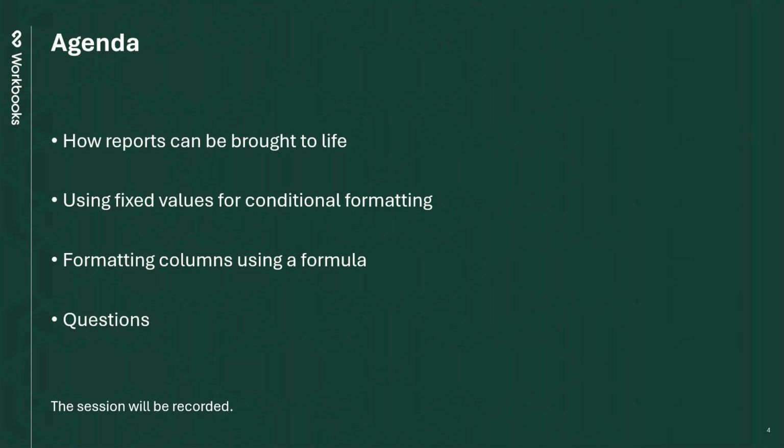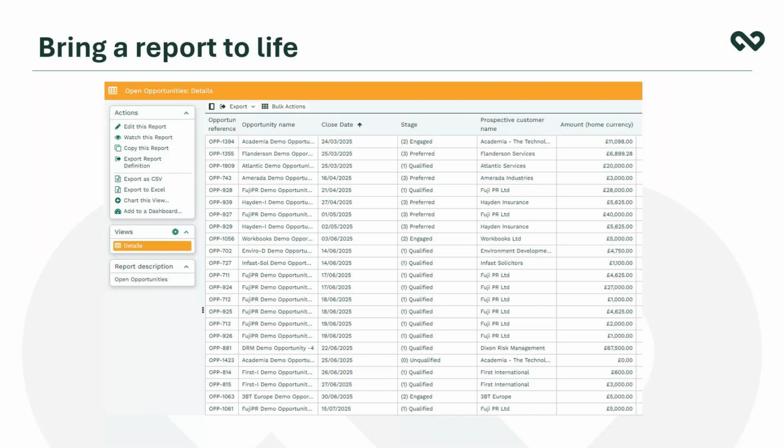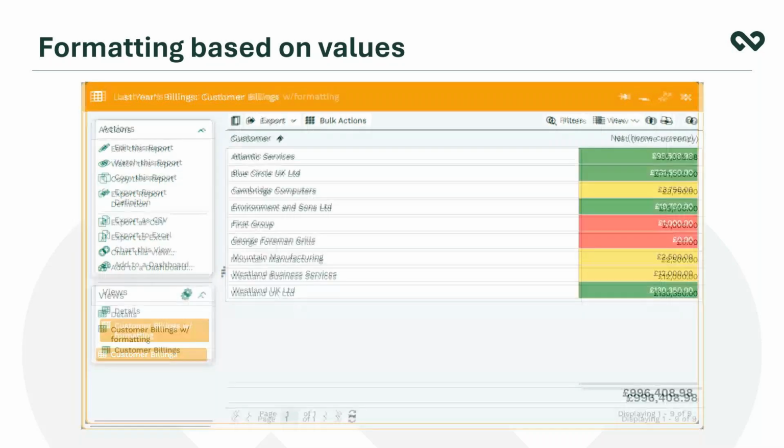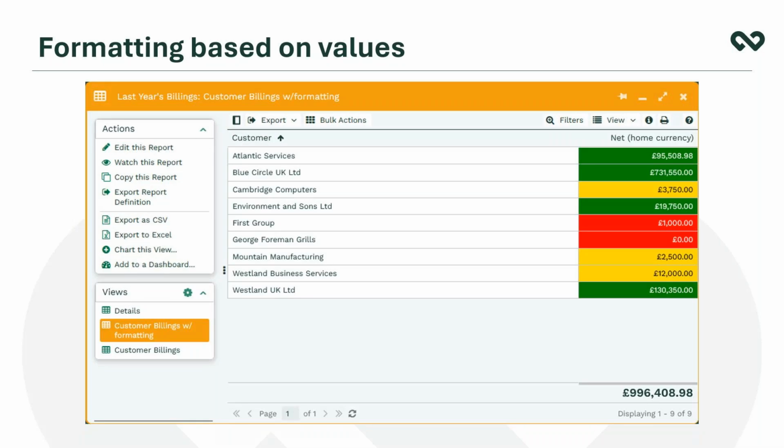Now, we've all seen reports that are just figures and values where you need to work out what the key points are and if they're positive or negative. On the screen is a report showing how much each customer has spent last year. While you can see the information you want, it's not immediate to see who the big spenders are. Well, if we add some conditional formatting based on fixed values, we can transform a report to look something like this.